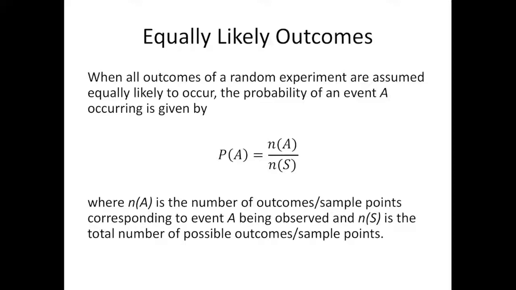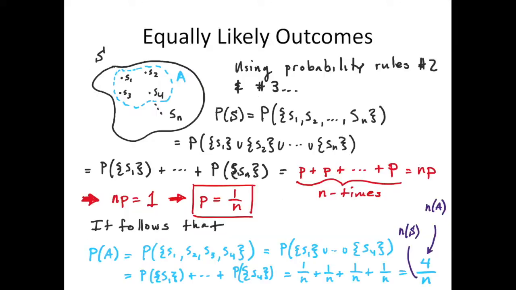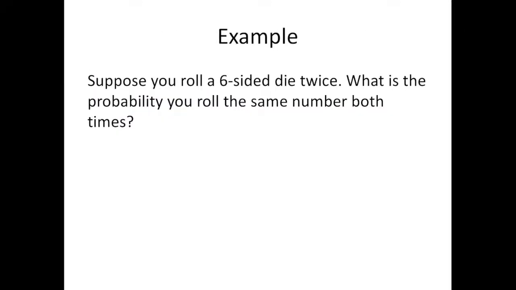Now, what we've got to be careful of, though, is that we make sure the assumption of equally likely outcomes is reasonable for a given problem before we invoke this formula. So let's look at an example. Suppose you roll a 6-sided die twice. What is the probability you roll the same number both times?